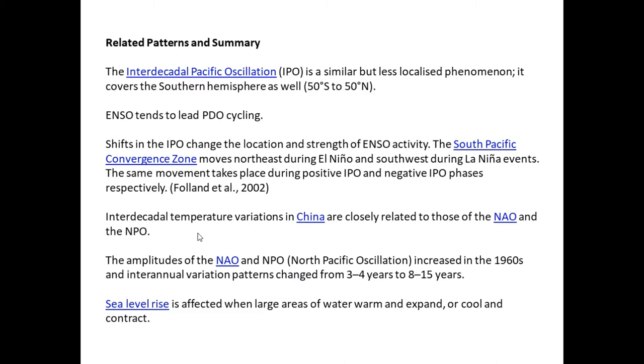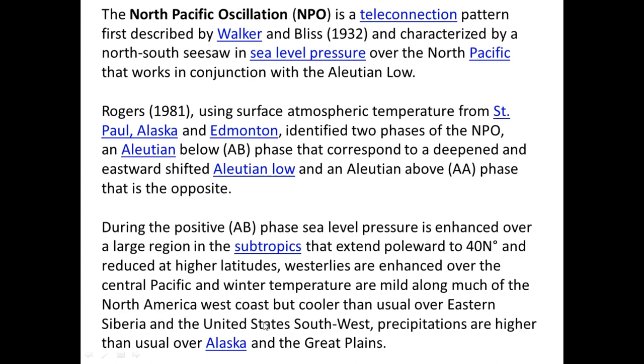Sea level rise is affected as large areas of water warm and expand or cool and contract, in addition to wind forcing as well, piling up the water or leaving voids of water behind. So a brief word about the NPO. It's a teleconnection pattern first described by Walker. Okay. As characterized by its north-south seesaw in sea level pressure over the North Pacific.